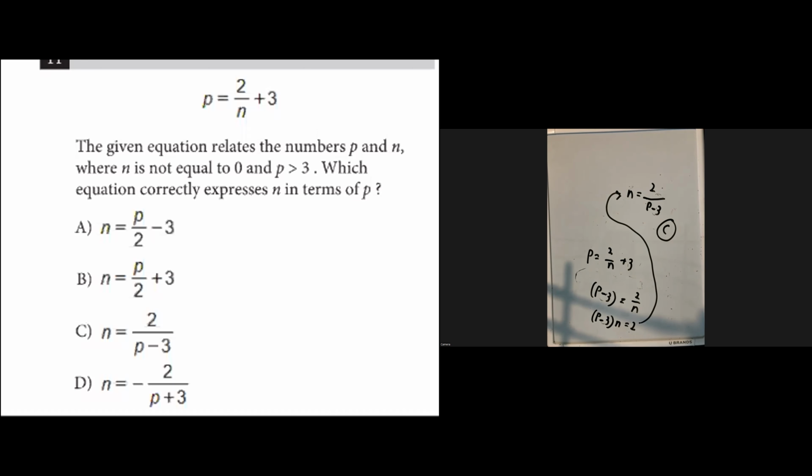Yeah, sorry, it's not add 3, it's subtract 3. I just messed it up, sorry. Because you'd subtract 3 from this side and subtract 3 from this side. So it'd be p minus 3 equals 2 over n, p minus 3 times n equals 2, n equals 2 over p minus 3, which is answer choice C.